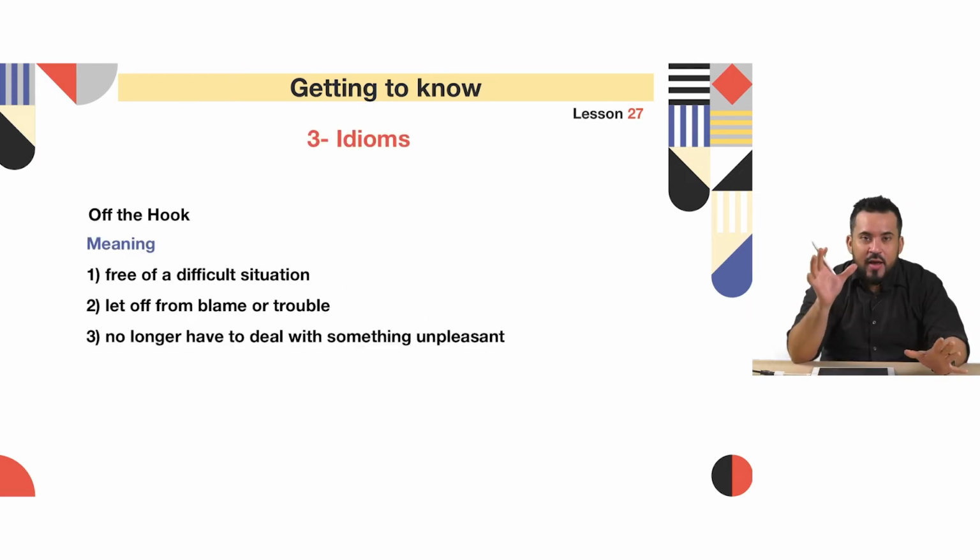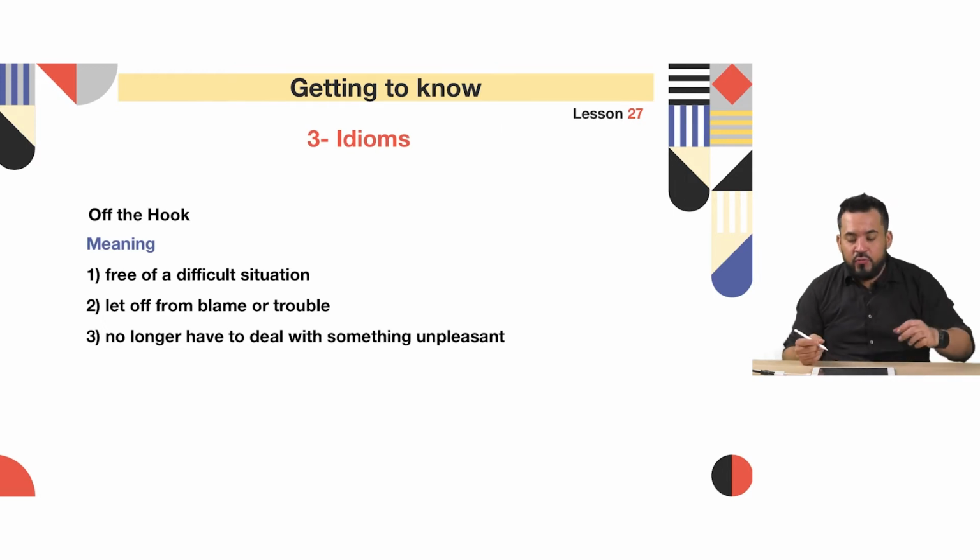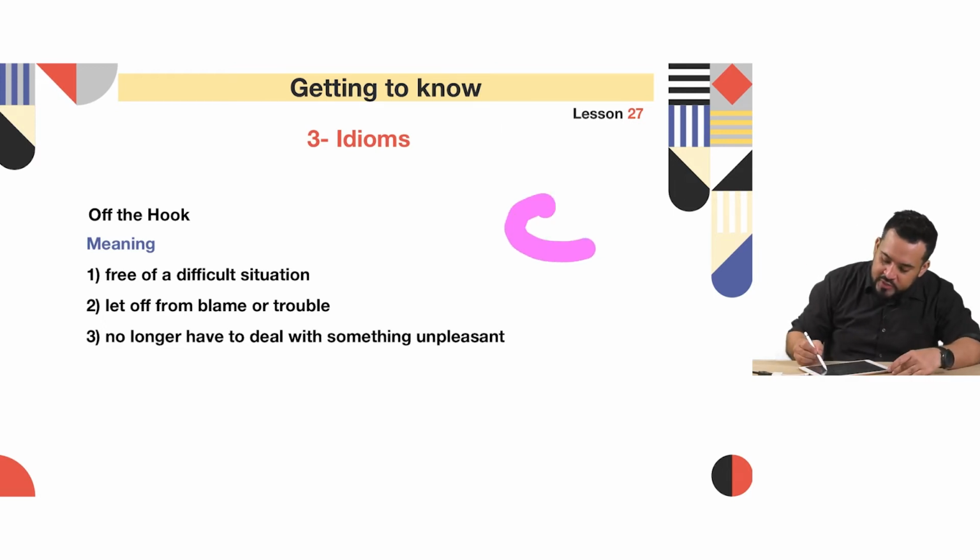All right, so now let's move on to conversation and learning new idioms to help us with our speaking. The first idiom that we are going to learn today is off the hook. Off the hook. What does that mean? You know, this is a hook, right? This is a hook.